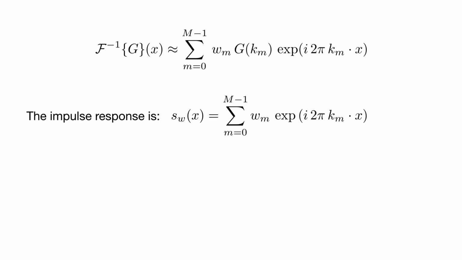One answer is to look at the impulse response. The Fourier transform of the Dirac delta function is a constant 1, so the impulse response of gridding is what happens when we replace capital G with the constant function 1, like shown here. What impulse response do we want?